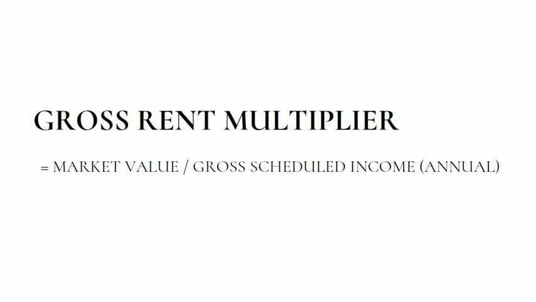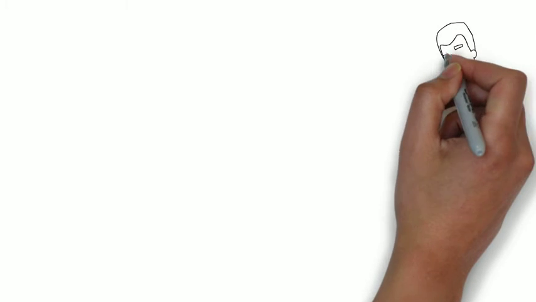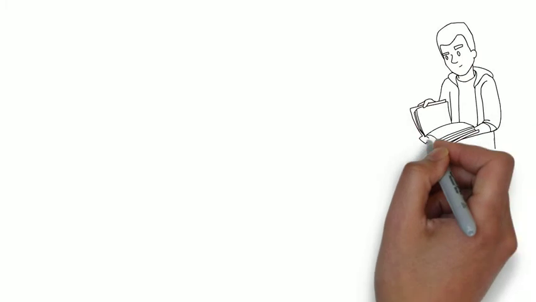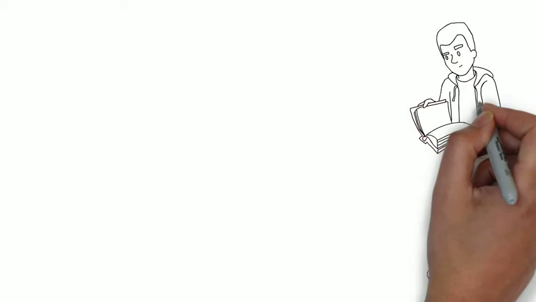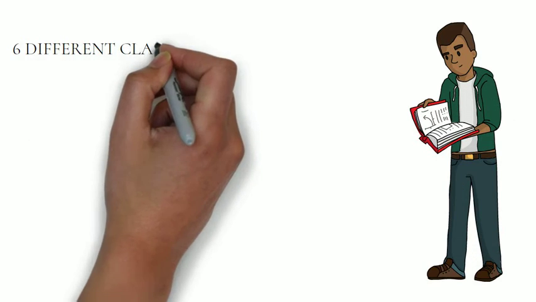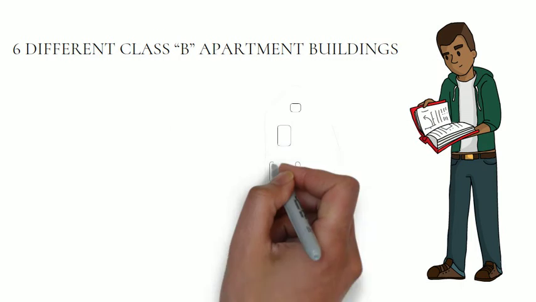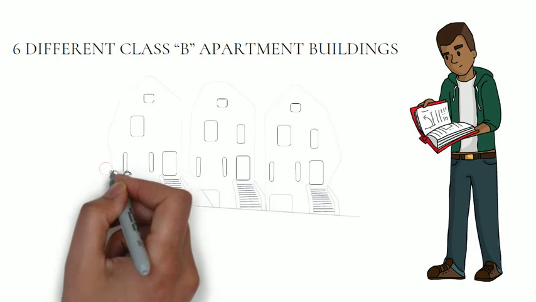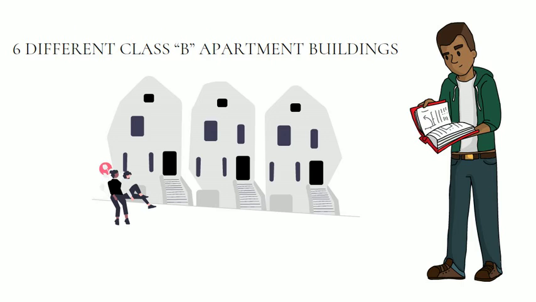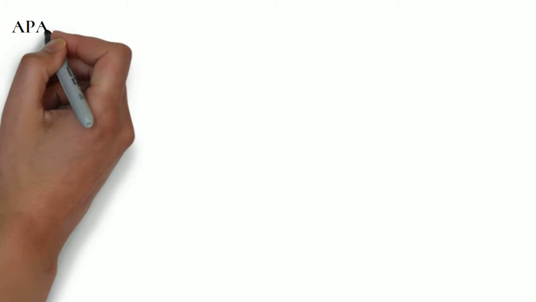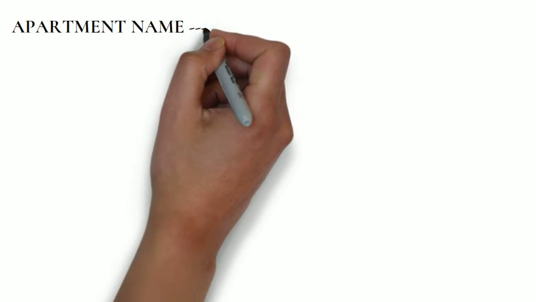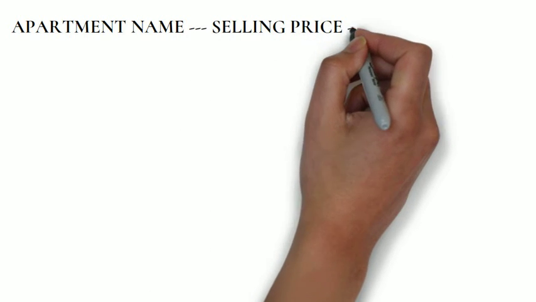A practical example is what I would consider right now. Let's say Mr. Y, an investor, is looking in the city records at 6 different Class B apartment buildings that have traded in the last 6 months in the uptown Dallas area. The sale records reveal the following, which I would consider in a tabular form of 3 columns: the apartment name in the first column, the selling price in the second column, and the gross income of each apartment in the third column.